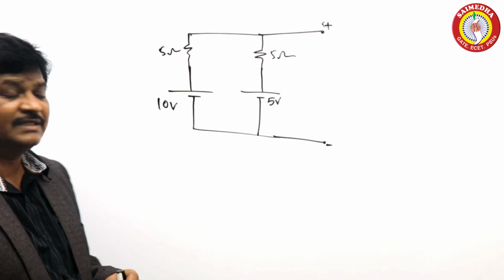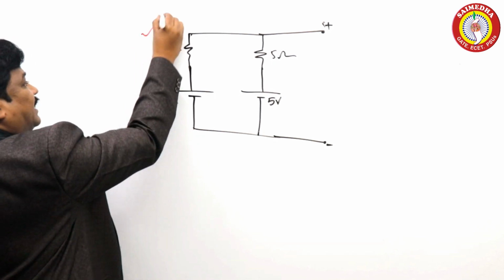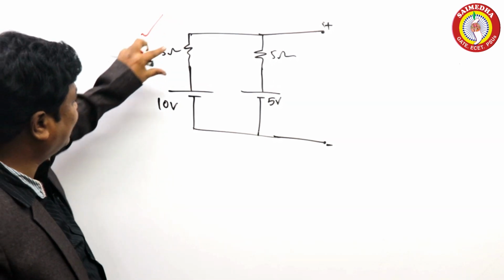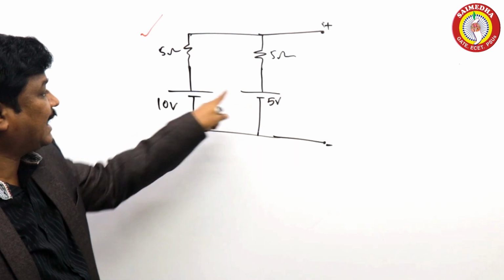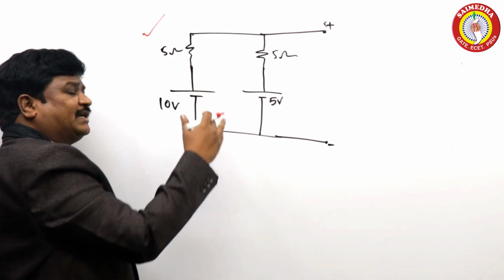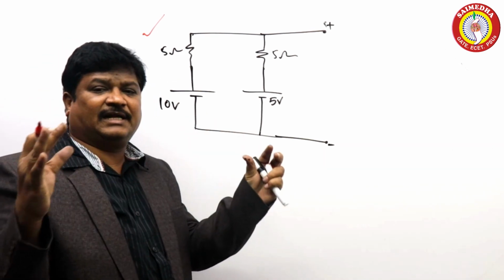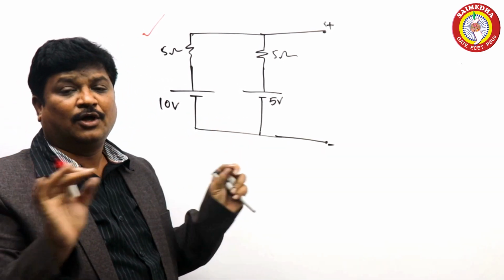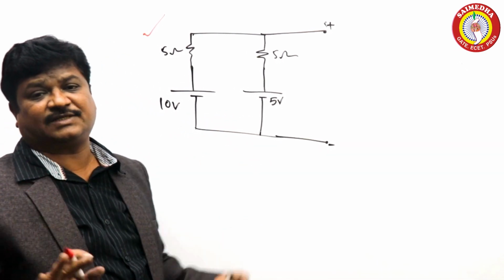No doubt, the circuit is a valid circuit. Why? Because it has internal resistance. They are not ideal voltage sources; these are practical voltage sources. In practical voltage sources, whatever connection you make, it is possible. There is no question of violating anything.